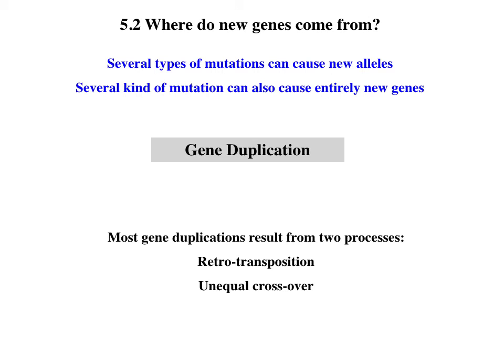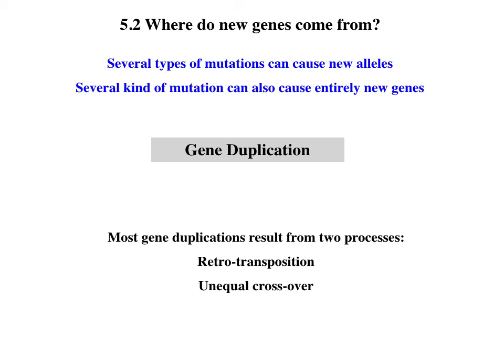So we've just looked at several types of mutations that can cause new alleles. An allele just means a different version of a gene. So any change in the base pair sequence is going to produce a new allele. But now I want to look at mutations that generate entirely new genes. This is something that we call gene duplication.